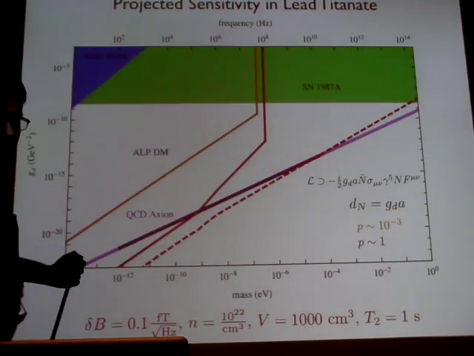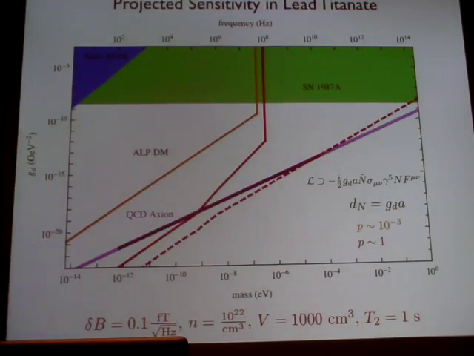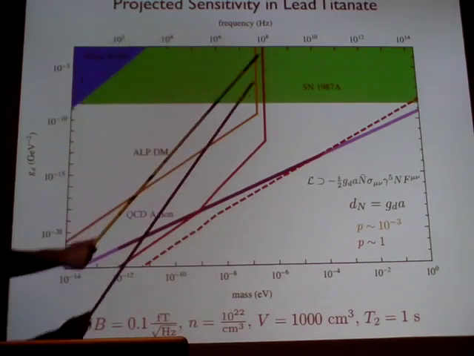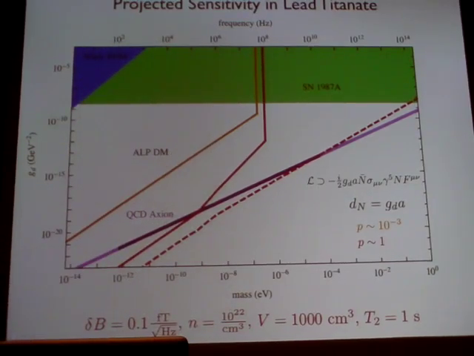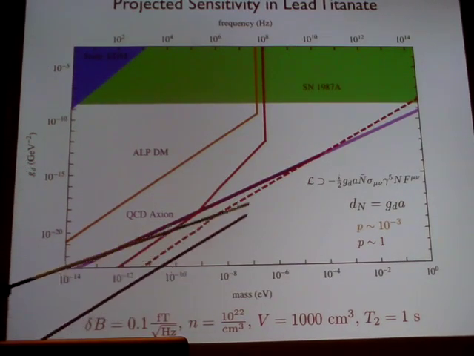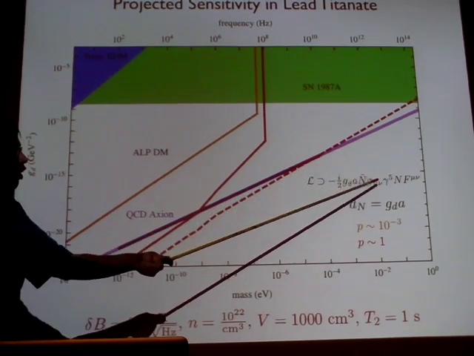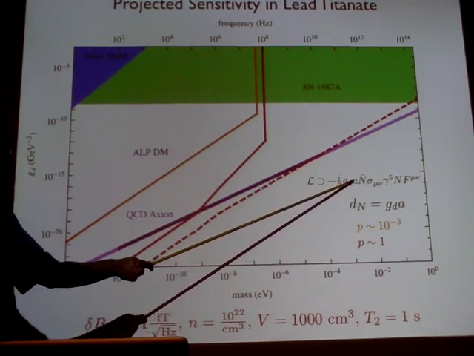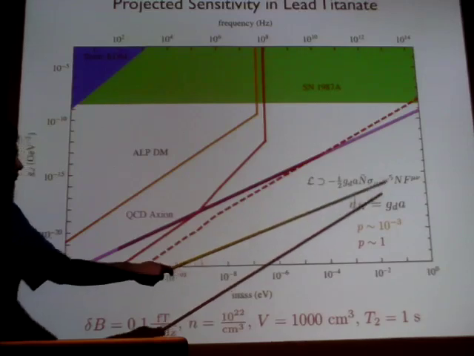And using that input, here's the projected sensitivity in my money plot. So here is the mass of the axion in eV, the x-axis here, plotted in frequency at the top. And in the y-axis is the coefficient of this operator, g_d. Basically this g_d is the coefficient of the EDM, of the dipole moment, g_d times the axion and the nuclear EDM.